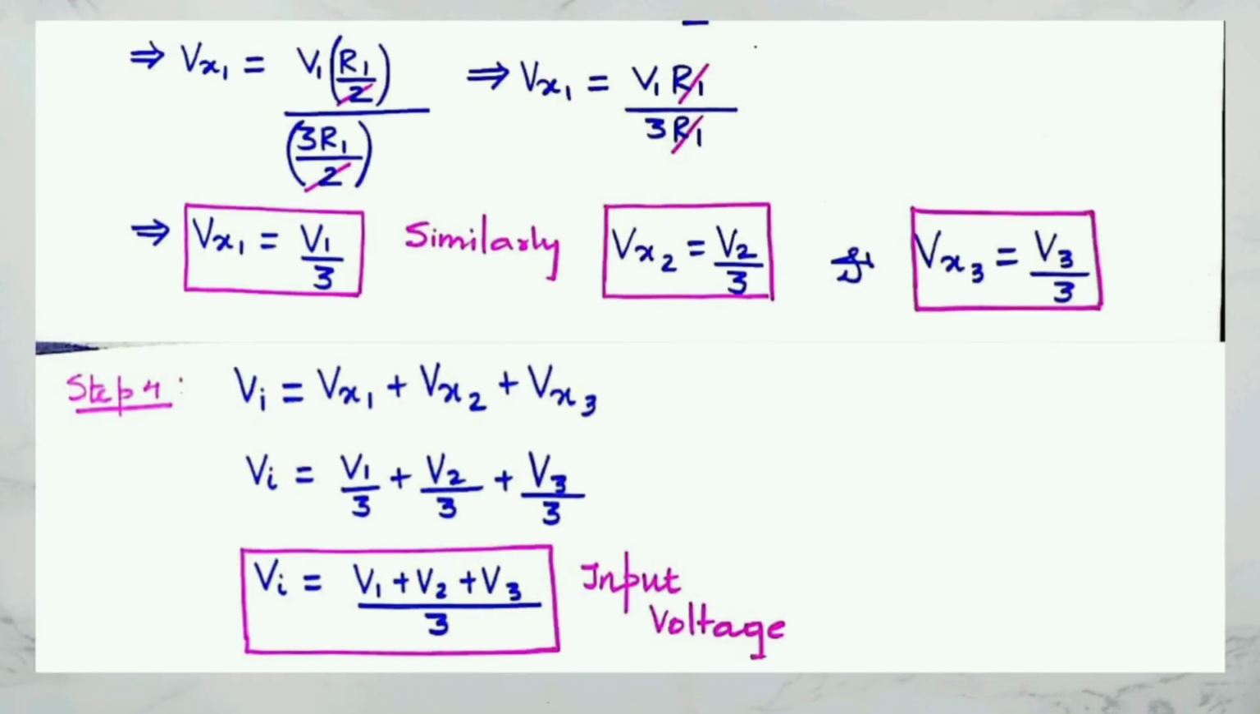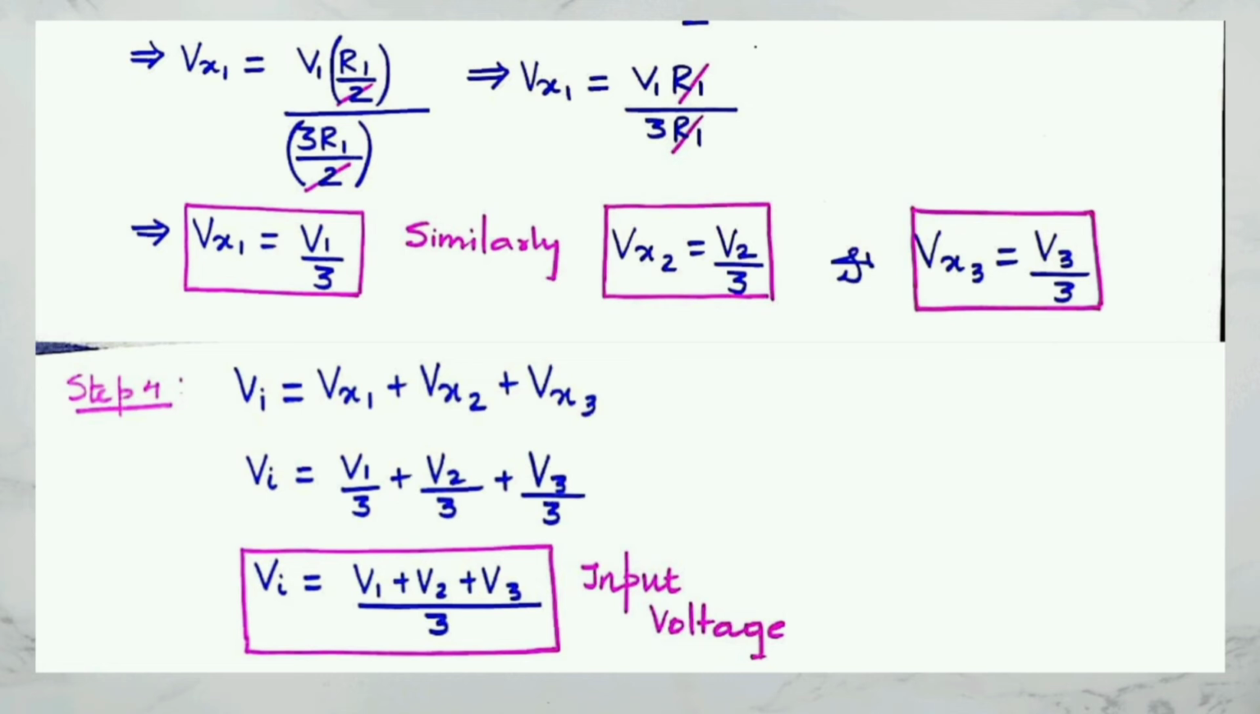Further, Vx1 will be equal to V1 times R1 by 2, the whole divided by 3R1 by 2. The 2 will get cancelled. It implies Vx1 is equal to V1 R1 by 3R1. Therefore, R1 and R1 will also get cancelled. Finally, Vx1 will be equal to V1 by 3. Similarly, Vx2 will be equal to V2 by 3.